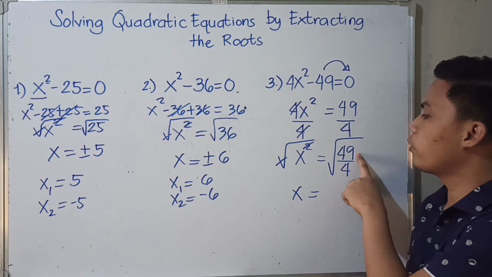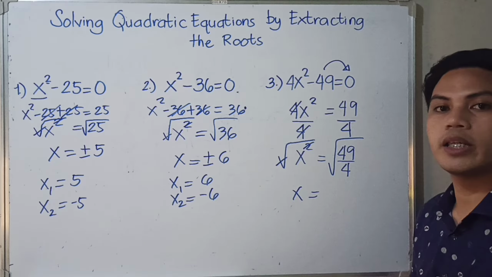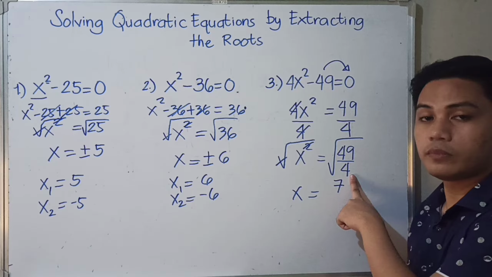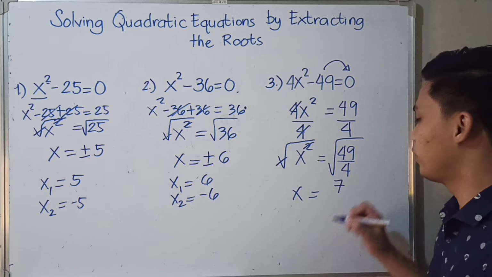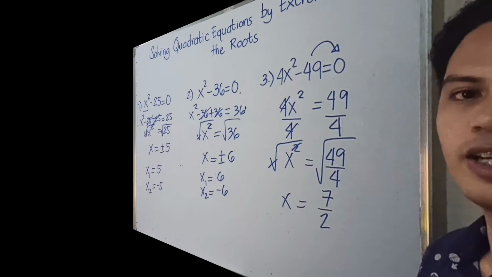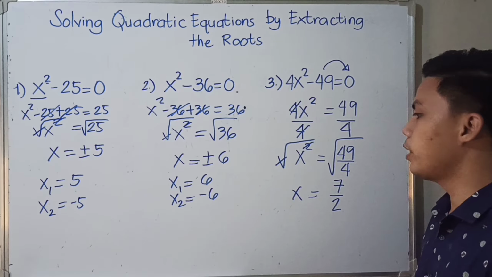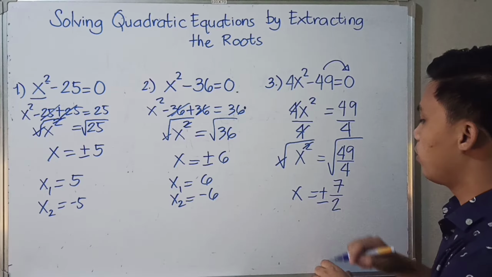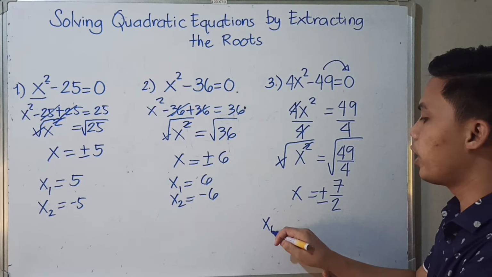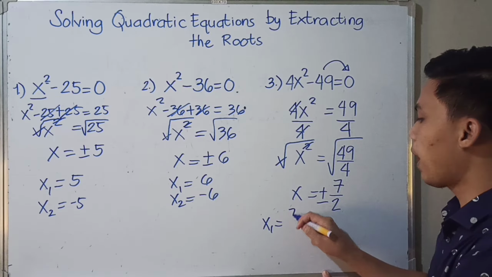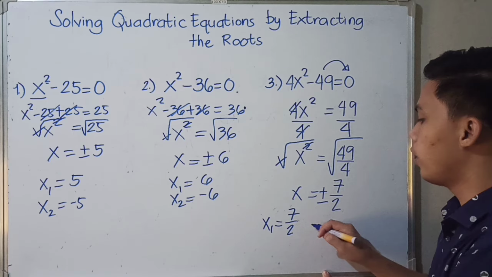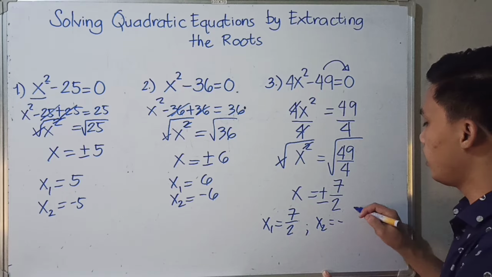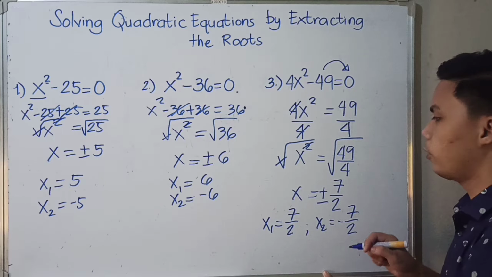So, what is the square root of 49? The square root of 49 is 7. How about the square root of 4? The square root of 4 is 2. Of course, wag na wag natin kalimutan na ilalagay natin yung plus minus sign. So, sa madaling salita, ang x sub 1 natin or yung unang root would be positive 7 over 2. At ang pangalawang root naman or si x sub 2 would be negative 7 over 2.